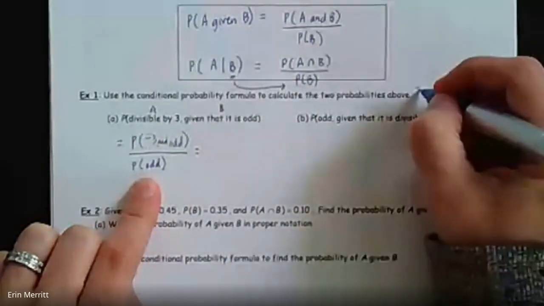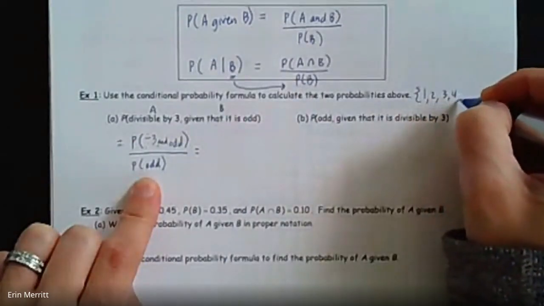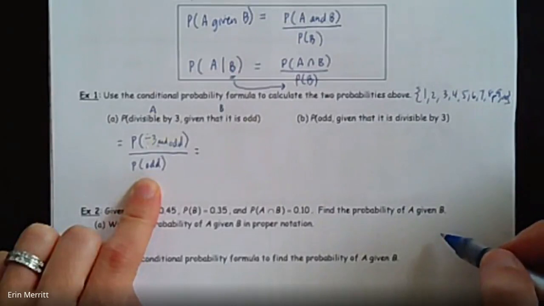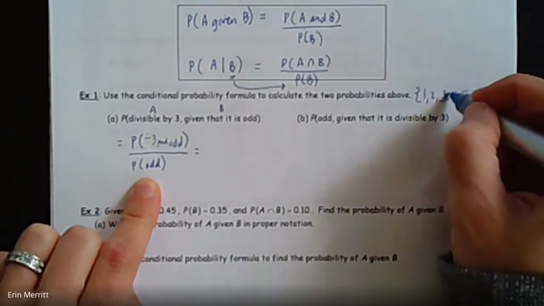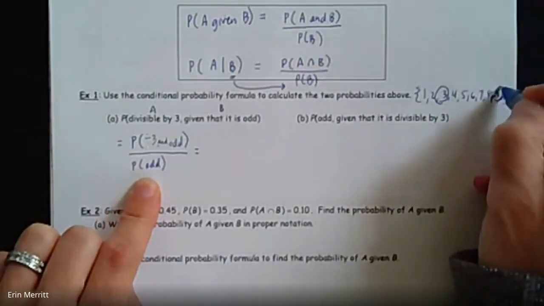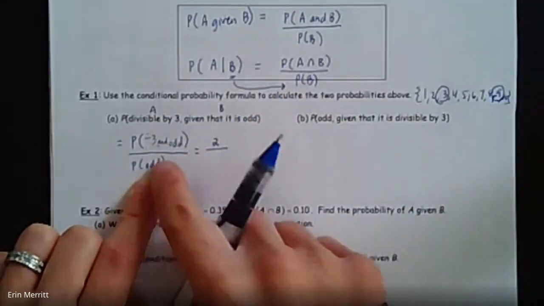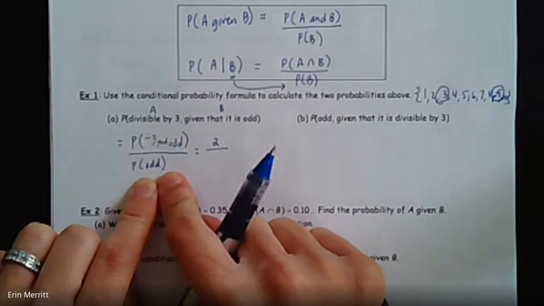All right, so now let's look at the whole list. If I look at 1, 2, 3, 4, 5, 6, 7, 8, 9, and 10. All right, I squeezed them all in there. Divisible by 3 and odd: 3 is divisible by 3 and odd, 9 is divisible by 3 and odd. So there's those two values to pick from, divided by the probability that it's odd.